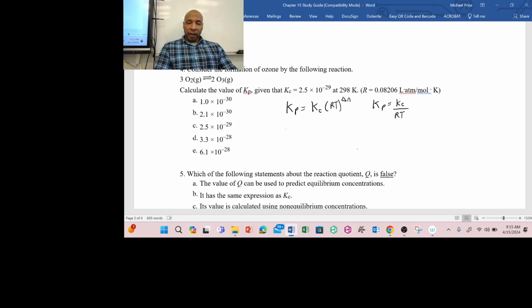So I'm going to say that Kp is equal to 2.5 times 10 to the negative 29, and I don't have to worry about units. So I'm going to put my R down here, but I don't have to put the units down. I'm going to do the same thing for my temperature. I don't have to put Kelvin down because Kp is a unitless number.